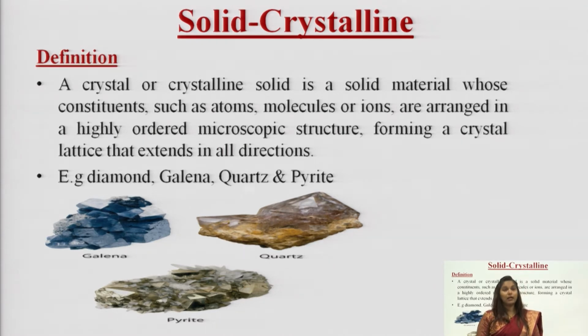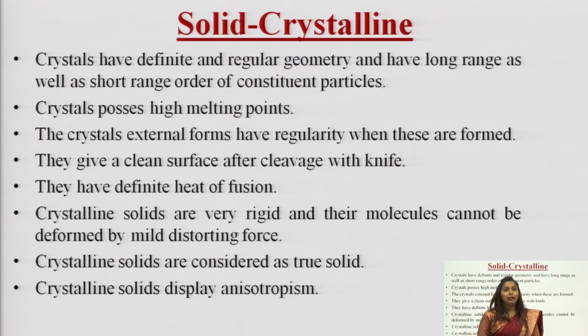Moving to the next point, crystals have definite and regular geometry and have long range as well as short range order of constituent particles. They have a definite regular geometry, with long range and short range order of the particles inside them. Crystals have high melting points. The external forms of crystals have regularity when they are formed.